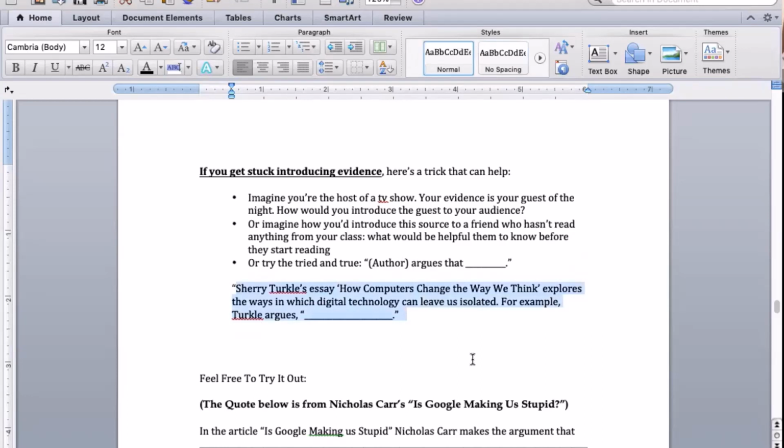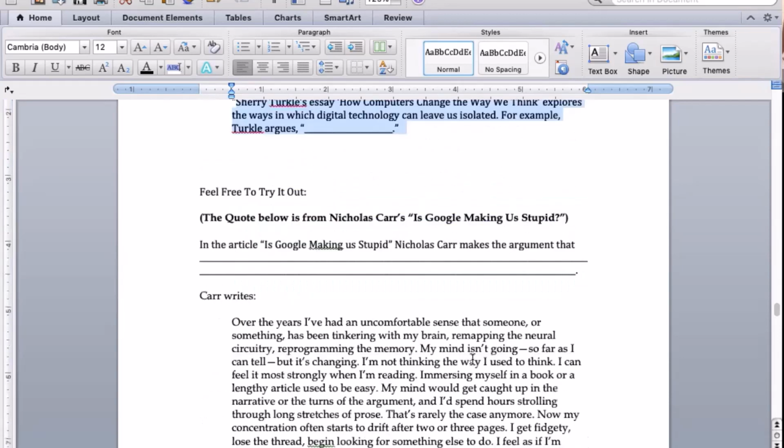that sneak preview of a sentence. Sherry Turkle's essay, How Computers Change the Way We Think, explores the ways in which digital technology can leave us isolated. For example, Turkle argues, so it's that little sneak preview where now I have a better understanding of why we're looking to Sherry Turkle and the bigger ideas of the essay here.